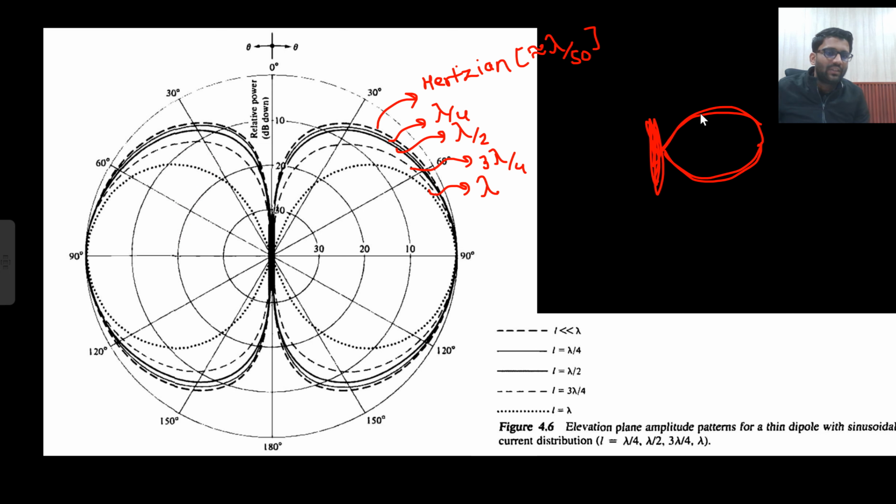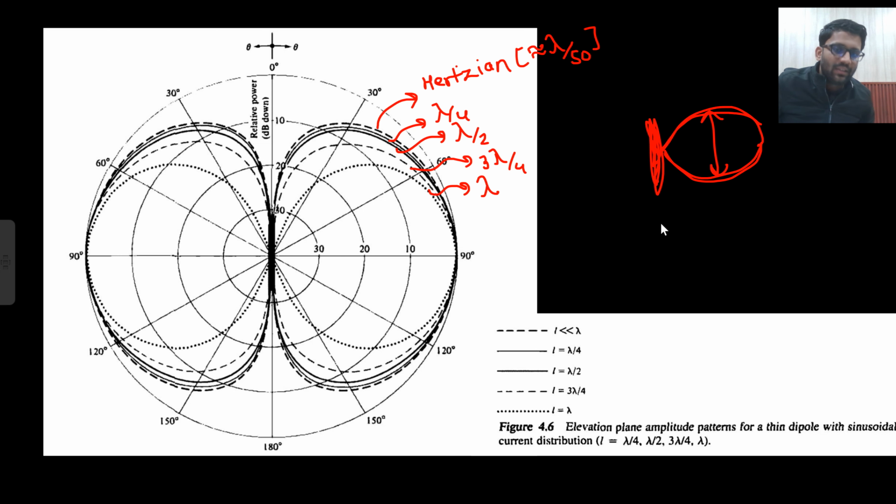And what do I mean by lobe width? This width is known as lobe width. Okay. So as the length increases, the lobe width is getting smaller, and that means directivity is more. Because what does directivity show? Listen to the statement very carefully. Directivity shows how much power is concentrated in the direction of maximum radiation. Directivity shows the concentrated power in the direction of maximum radiation.